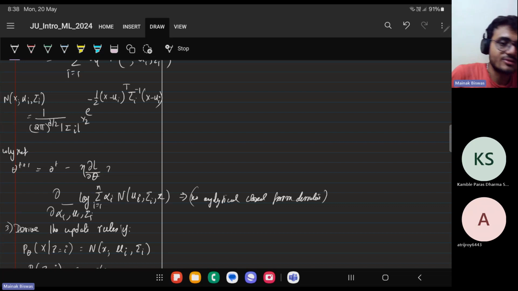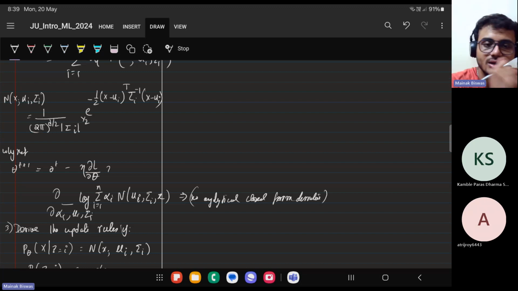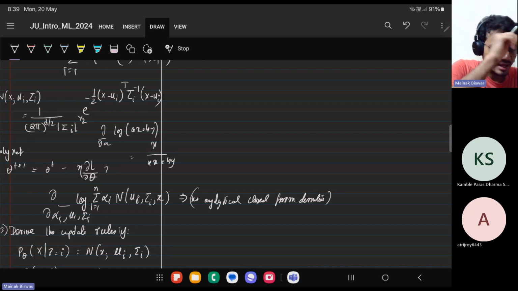Log of a sum is very difficult, especially when the parameters are in the logarithm. It will become extremely challenging because everything will come to a denominator, and for every data point you will have a separate derivative. You can try out any log of a plus b and see how difficult it becomes. If you do log of ax plus by and take the derivative with respect to a, it becomes x over ax plus by. For y, it will be similar, and this will continue.